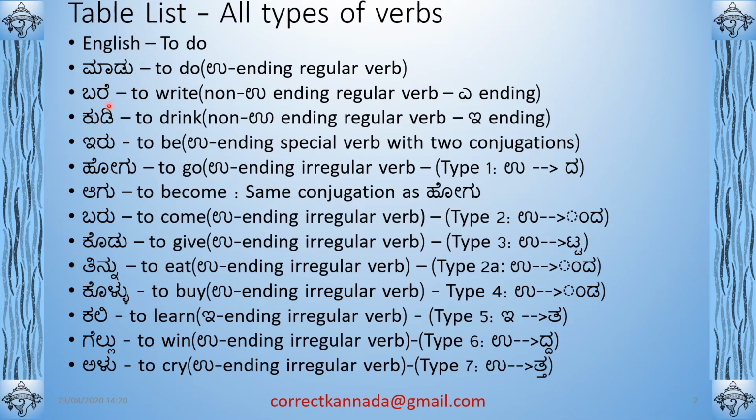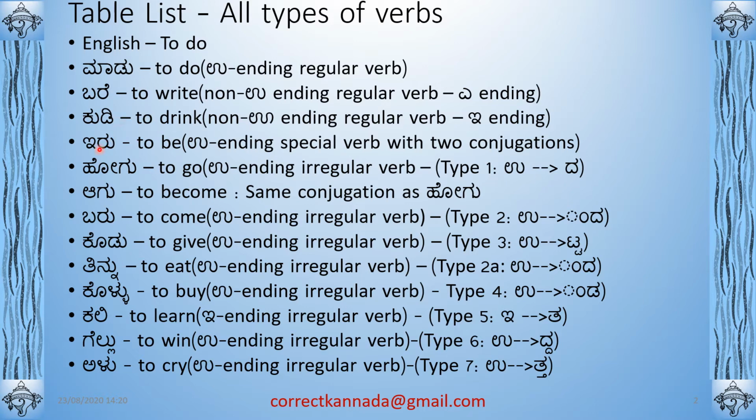Which means Madu has its own rule of conjugation. Bare and Kudi fall into the same category of conjugation, which is a non-'u' ending. But I've given them separately because one is an 'a' ending and one is an 'e' ending. Some people may have difficulty if they find another 'e' ending and wonder how to handle it, because 'a' and 'e' are supposed to be handled exactly the same way.